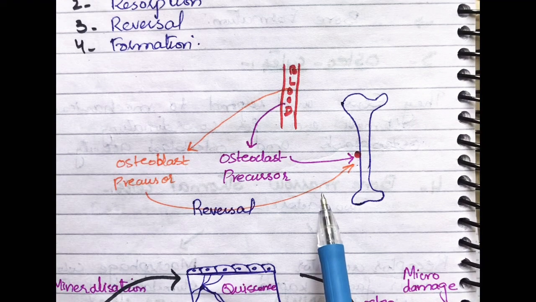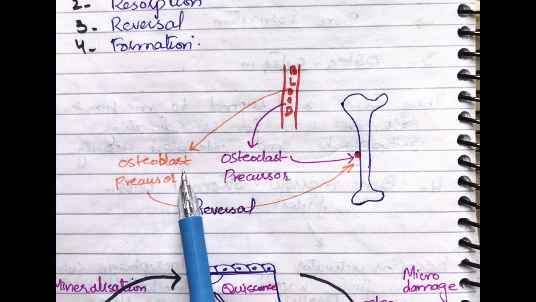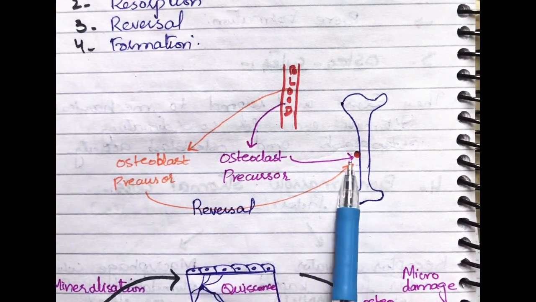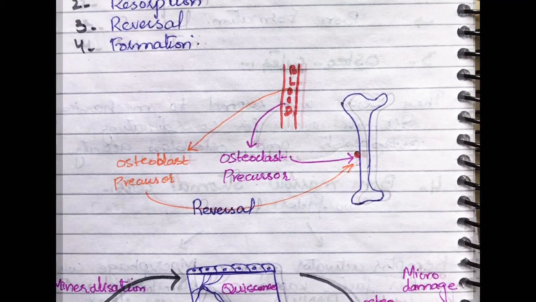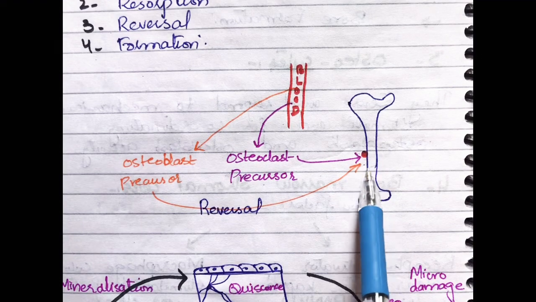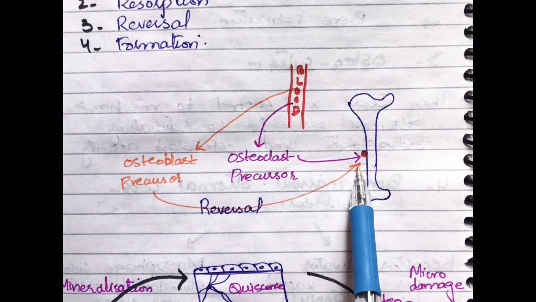What happens in the reversal phase? These osteoblast precursors are attracted towards the micro damage or the site of resorption. When these are attracted, what do they do? The immature osteoblasts which are attracted here then start differentiating into mature osteoblasts and then form a new bone during the formation phase.